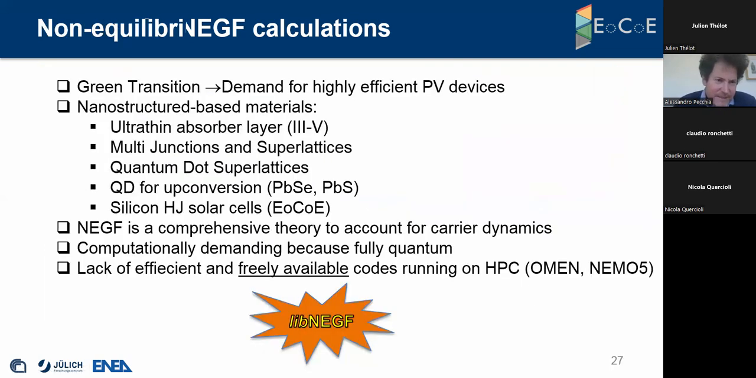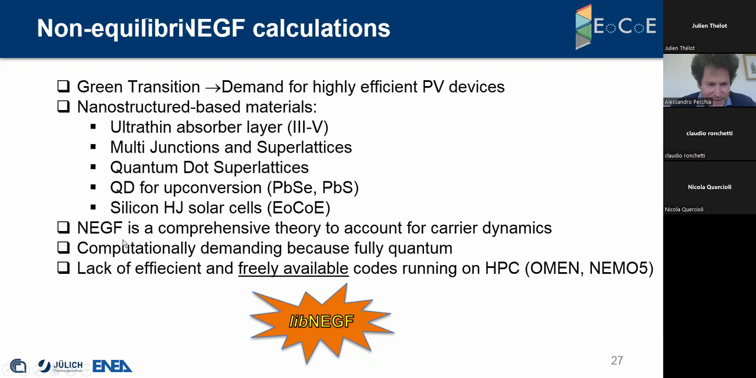Okay, I probably can skip this slide, but the idea is to provide a more comprehensive theory that, with non-equilibrium Green's function, allows us to treat, let's say, quantum systems, not only III-V superlattices, but also quantum dots or more complicated fancy materials that may come up in the next years.